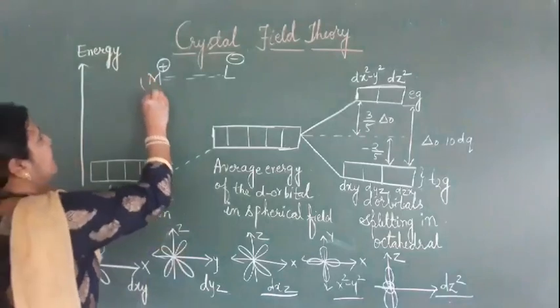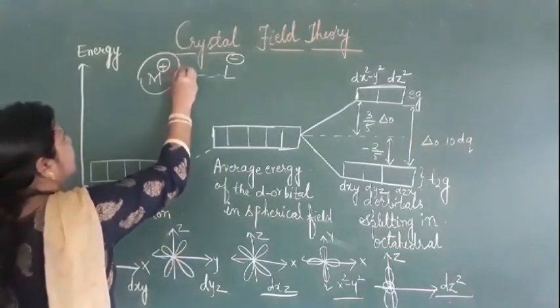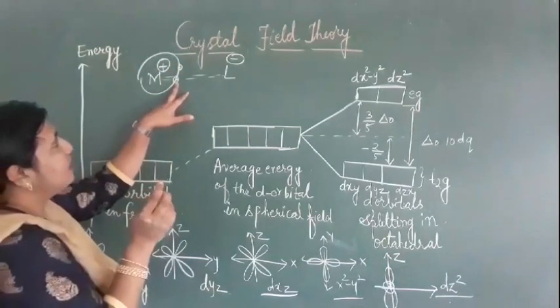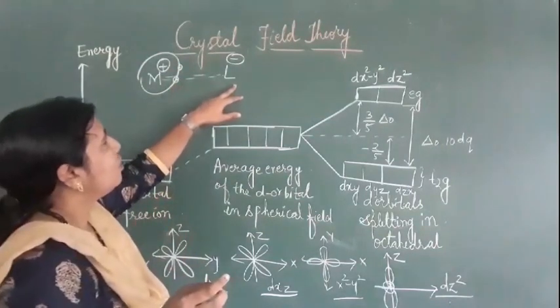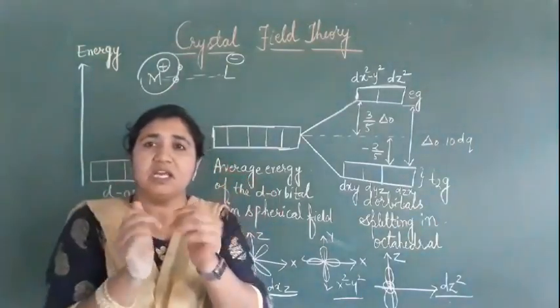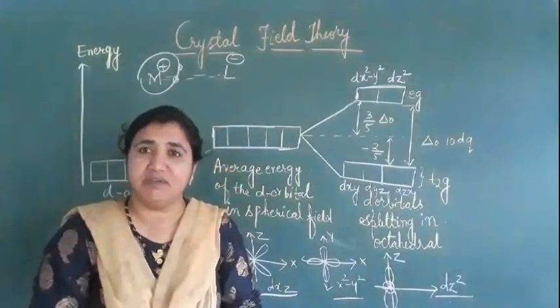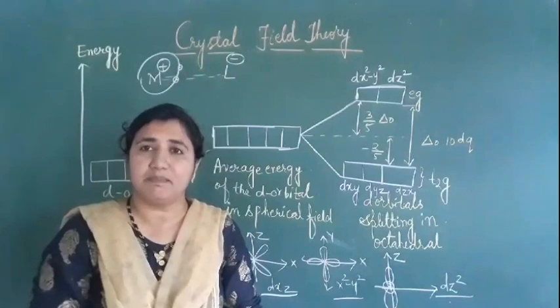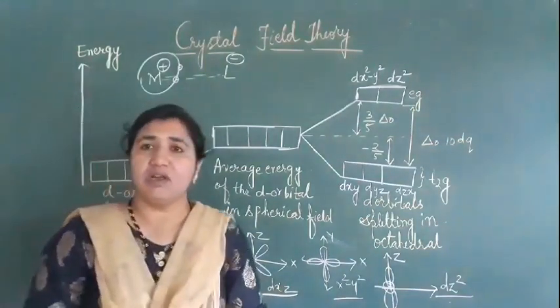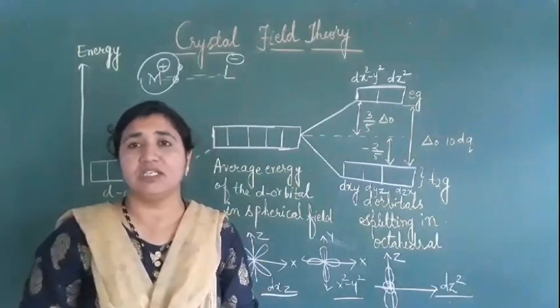Repulsion, how? The metal's d orbitals have electrons. So these electrons of the d orbitals and the ligand's lone pair of electrons, when they come very close to each other, repulsion takes place between them. Due to that repulsion, the d orbitals lose their degeneracy.